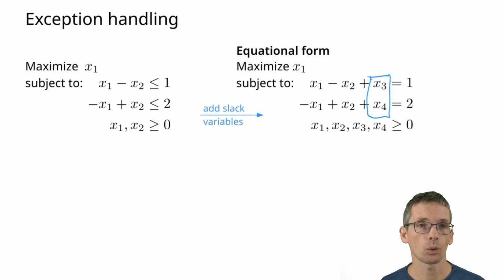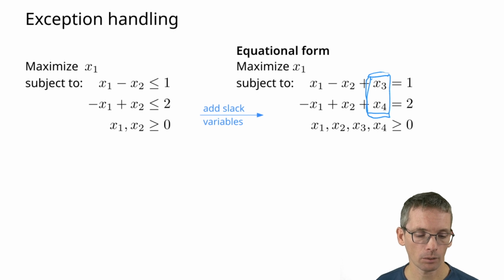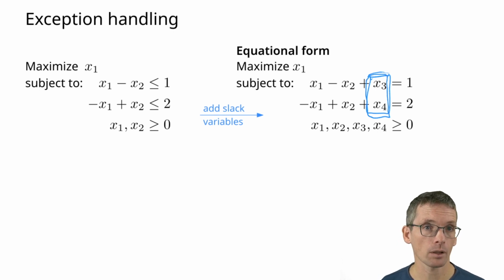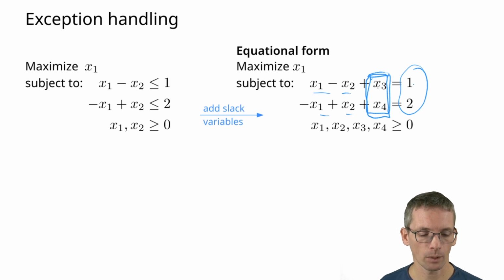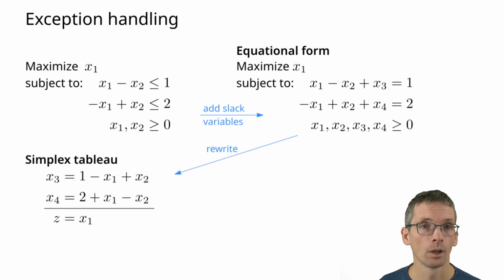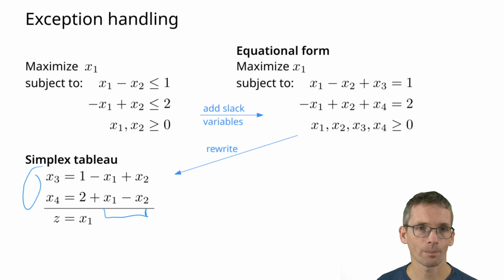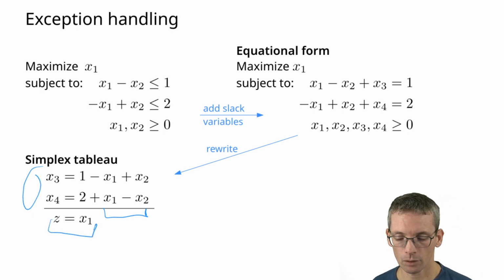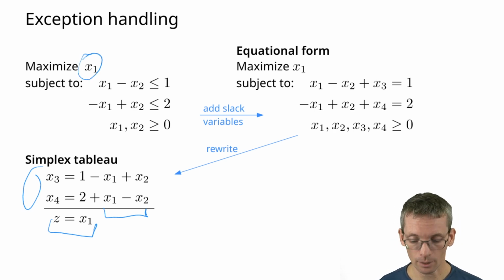Now, from the equational form, we can write a simplex tableau. For that, we need to decide on a basis. But again, as in the introductory example, we can take x3 and x4, our slack variables, as basis, because here we have positive values. Setting x1 and x2 to 0, I get x3 as 1, x4 as 2. It's a feasible solution. So we take x3 and x4 as our basis, and then we get the simplex tableau where we write the basic variables in terms of the non-basic variables, and also the objective function in terms of the non-basic variables, which is simply x1 as you see here.